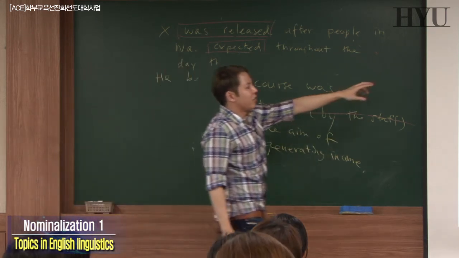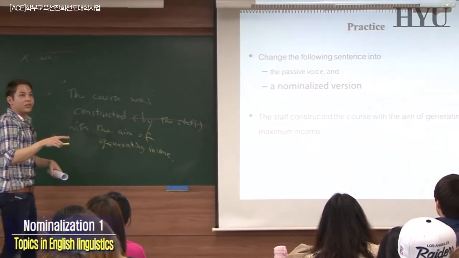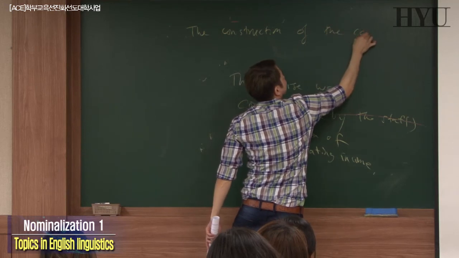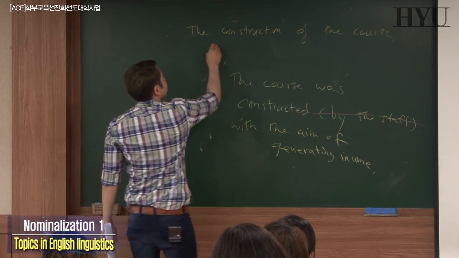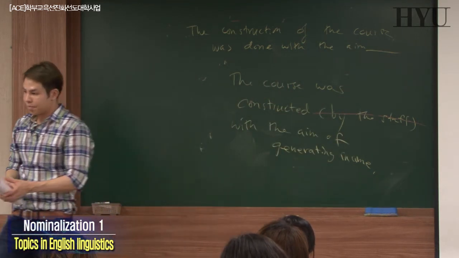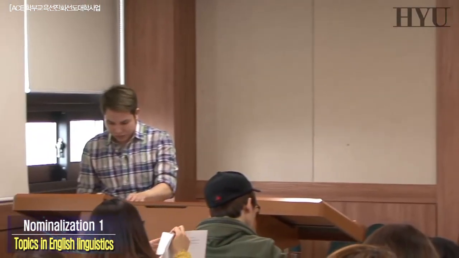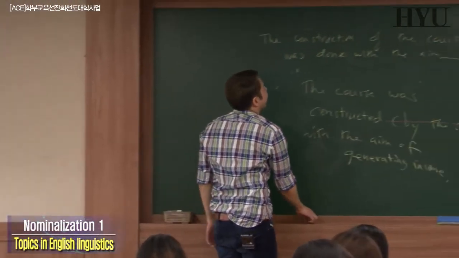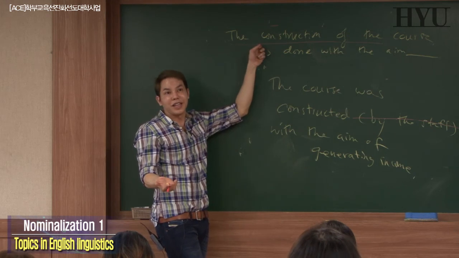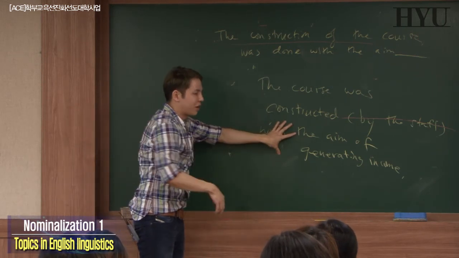Okay? And for the nominalization, you can do, so construct, right? This is a verb, so you turn it into a noun. In this case, you just add tion, right? So the construction of the course was done with the aim to increase maximum income, whatever, and so on. So in this case, you cannot even indicate by whom, right? So that one makes it look more objective and makes it look like they hope for the best, right? They designed the course to generate maximum income and so on. Okay.